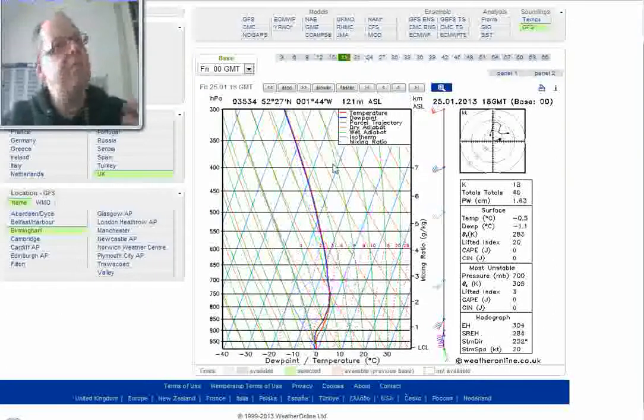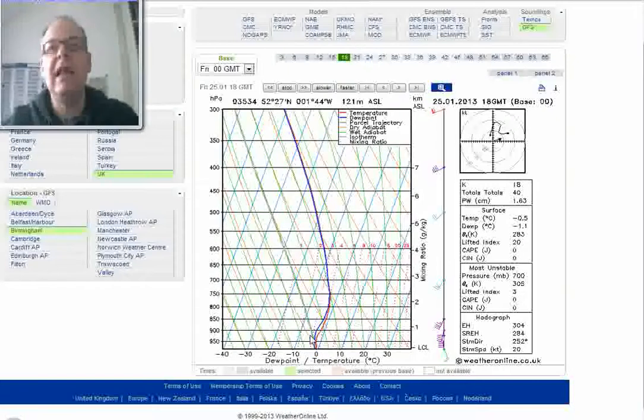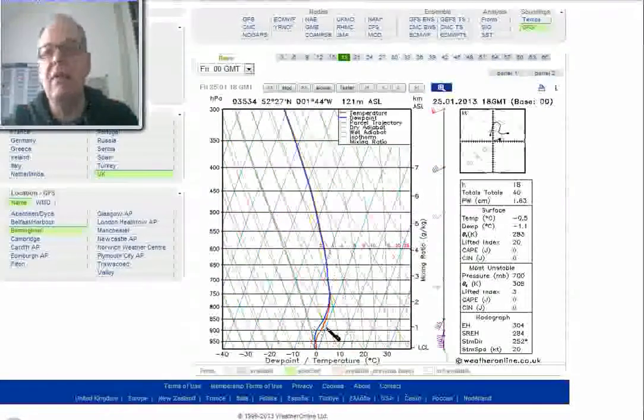But then by 6 o'clock this evening, this is a slightly different story, because there's our 0 degree line, look, running up here. We're still in negative territory, but look, the temperature and the dew point line have come together. That's cloud, and that depth of moisture running from here all the way up to the top of the atmosphere is thick cloud. That is heavy precipitation, all of it below freezing, all of it falling as snow at lower levels. But just watch what happens.